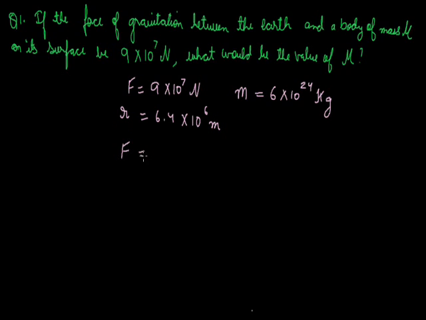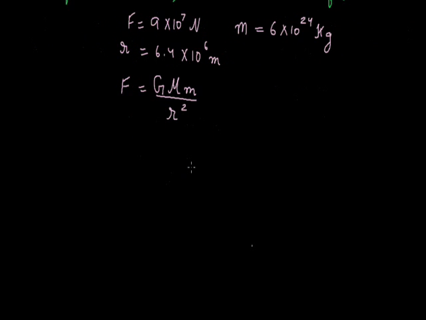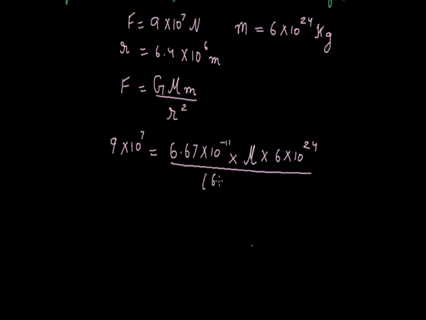As we all know that F is equal to G capital M small m over r square. As I mentioned that small m is the mass of Earth while capital M is mentioned in the question, that is the mass of a body. Now substituting the values, F is 9 into 10 raised to the power 7, G is universal gravitational constant, possessing the value 6.67 into 10 raised to the power minus 11, into capital M has to be calculated, into small m, that is 6 into 10 raised to the power 24, over r square, that is 6.4 into 10 raised to the power 6 whole square.